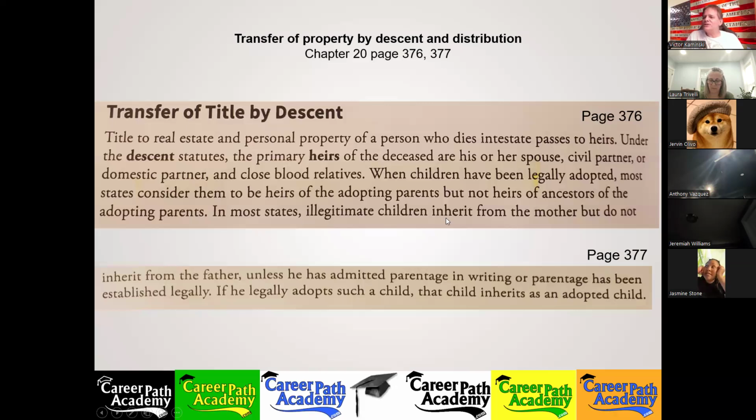So in most states, illegitimate children inherit from the mother, but they do not inherit from the father, unless he admitted to being your parent in writing, or parentage has been established legally in some other way, whether he did it in writing or through a blood test or something. If he legally adopts his true blood relative child, that child then inherits like an adopted child would from the father, but not his side of the family. Now, this doesn't make sense to me whatsoever because you're actually a blood relative of his side of the family. So that kind of doesn't make sense, right? But that's the way the law is.